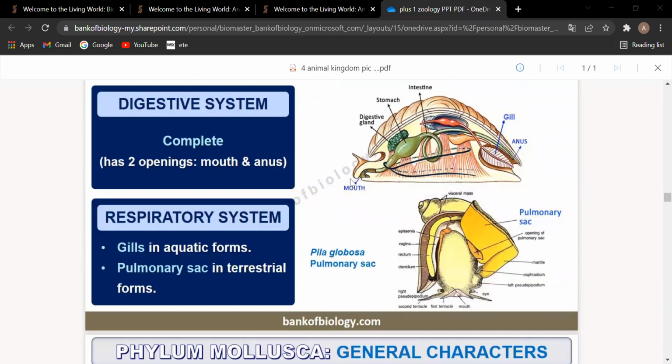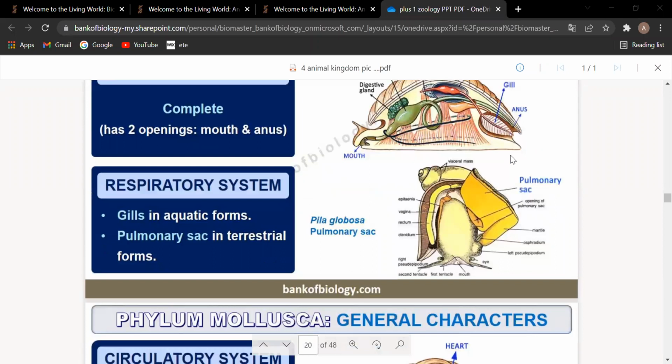See beta, this is the mouth, this is the whole digestive system, the digestive tract. This is the stomach. Yeah, this is the intestine, correct? And this is going to be the anus. Very clearly see, correct? Respiratory system: they have gills in aquatic forms, pulmonary sac in terrestrial forms.